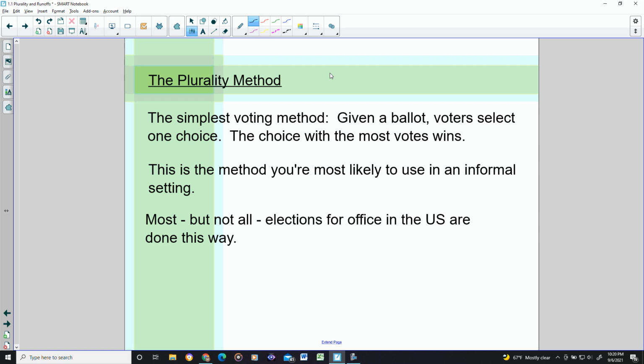There are certain states that do it differently, notably Maine and California, and Georgia. Georgia is the big one that was in the news this year. Georgia has what's known as a runoff election, which we'll talk about in a bit.